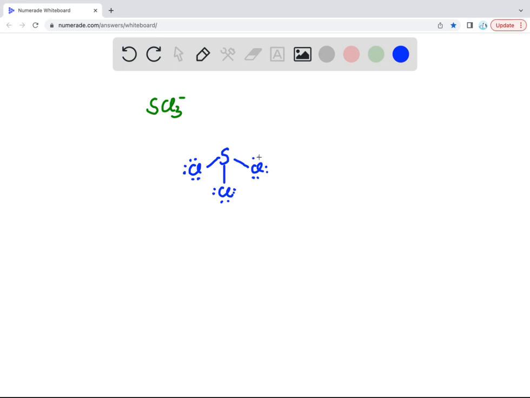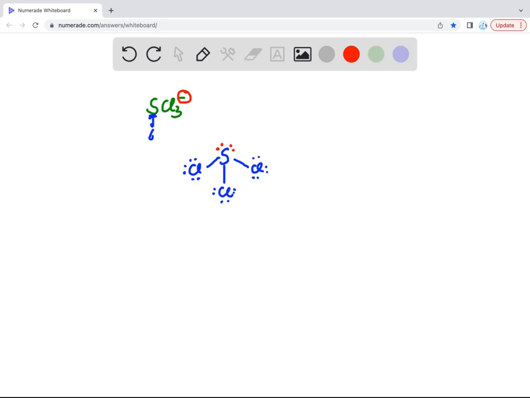For sulfur, initially it has 6 valence electrons. Now it forms 3 bonds already, so we use 3 valence electrons. There will be another 3 valence electrons left. And since it carries one negative charge, so 3 plus 1, there will be 4 electrons left surrounding sulfur here. So that means the sulfur here will have 2 lone pairs of electrons.